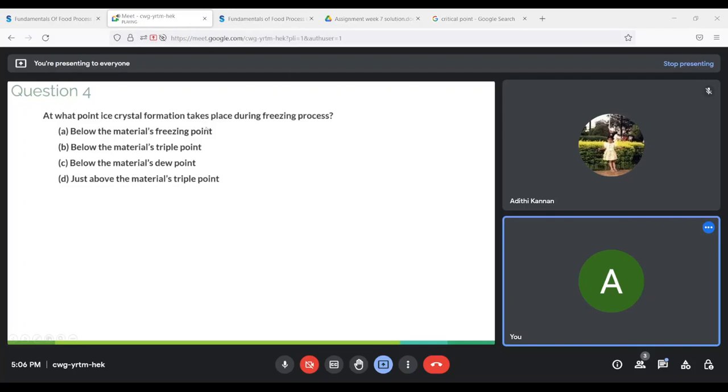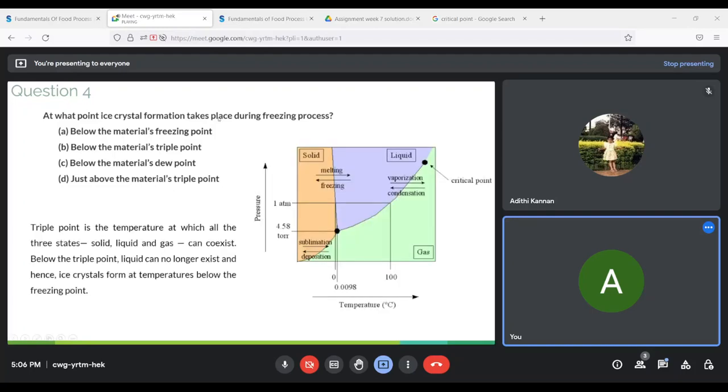So freezing point is the temperature at which your liquid starts to freeze into ice. So that is your freezing point. How it is different from the triple point is that here, when you see the graph, the triple point is this black dot that is given here. This triple point is the temperature and the corresponding pressure at which all three states, that is solid, liquid and gas, can coexist. So above this triple point, you will only see either of the two phases. You cannot see all three phases.